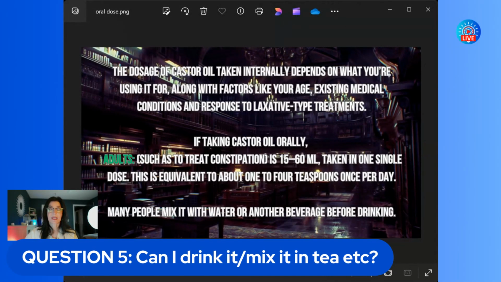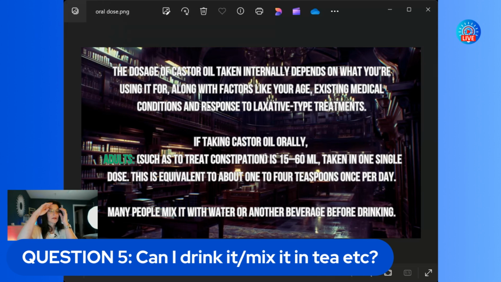So castor oil taken internally depends on what you're using it for, as I just said. Also other factors: your age, your existing medical conditions, your response to laxative type treatments, because that is largely the effect it's going to have. If taking it orally for adults for constipation or whatever you're using it for, the range is between 15 and 60 milliliters.